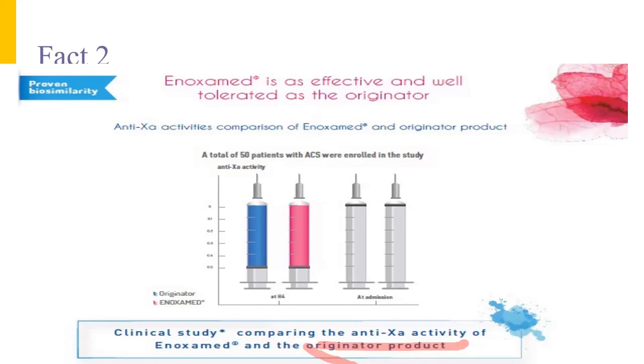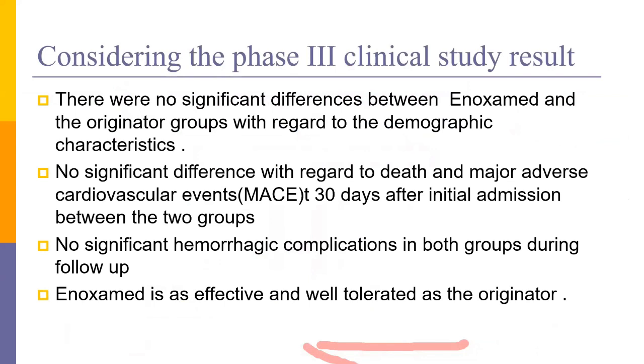So in this case, there were still no significant statistical differences between the enoxaparin and originator groups with regard to demographic characteristics. Likewise, there was no significant difference with regard to death at 30 days after initial admission between the two groups, and no significant hemorrhagic complications in both groups during the follow-up. So enoxaparin is as effective and as well tolerated as the originator brand. Next slide, please.